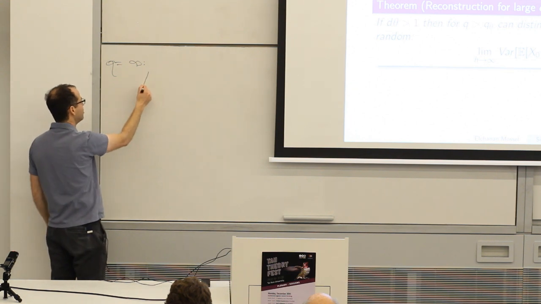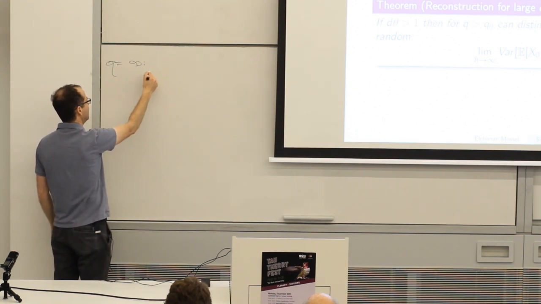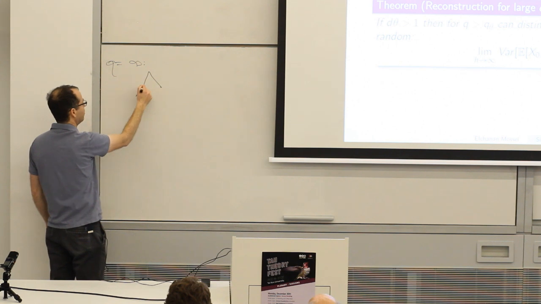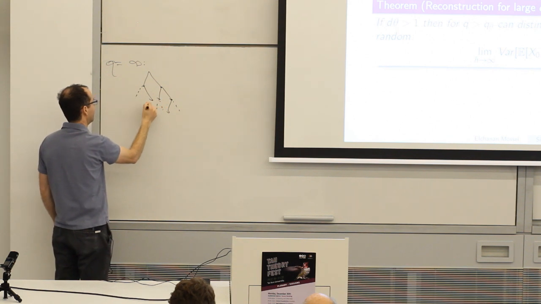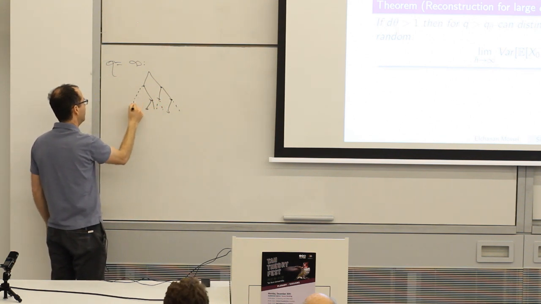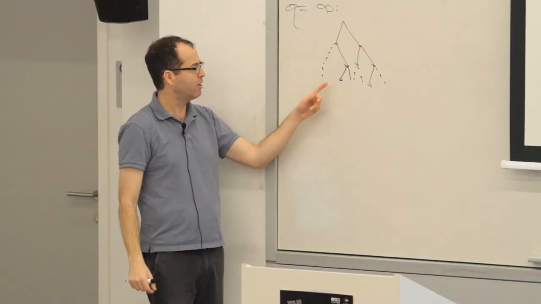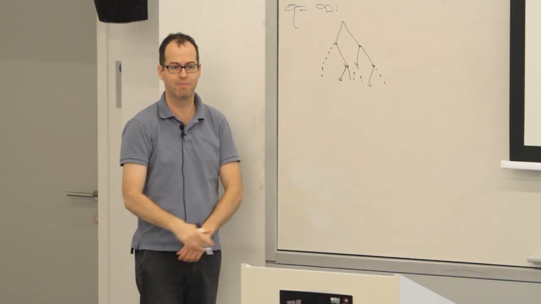I'm just going to draw the edges where I copy. So I copy here, I copied here, here I randomized, here I copied, here I copied, here I copied, here I copy, here I randomized, here I randomized, here I randomized, here I copied, here I copied. Okay, can anybody give me an algorithm for recovering the root given the leaves?